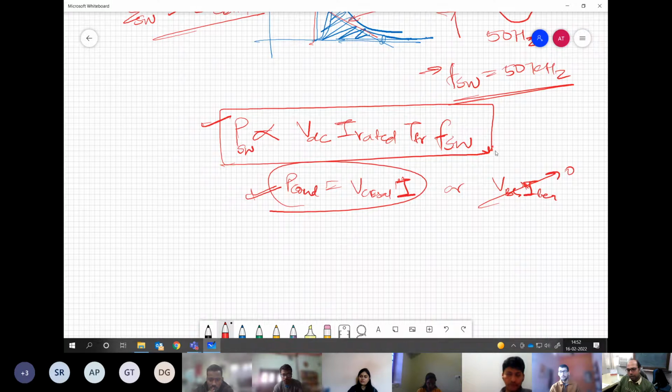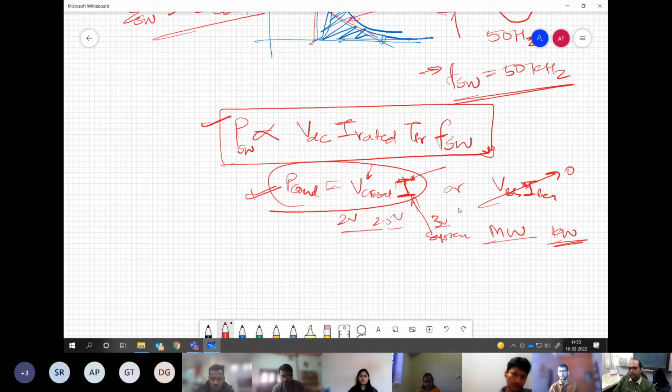For a system that we are designing, we don't have much say over this VCE SAT. Once you choose the device, it is done. Maybe 2 volts, maybe 2.5 volts or 3 volts, you cannot do much about this. The current also is more or less dictated by the system, whether it is megawatt power level or a few kilowatt power level. So conduction loss is kind of fixed the moment you choose a system, a converter, a motor.